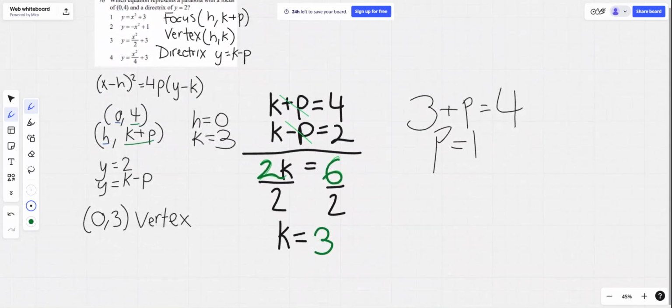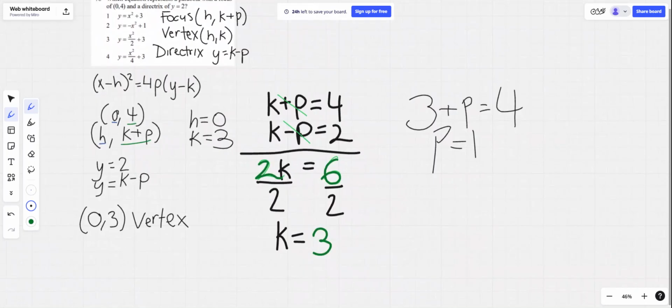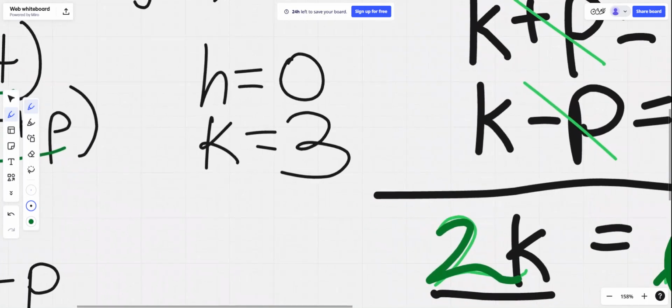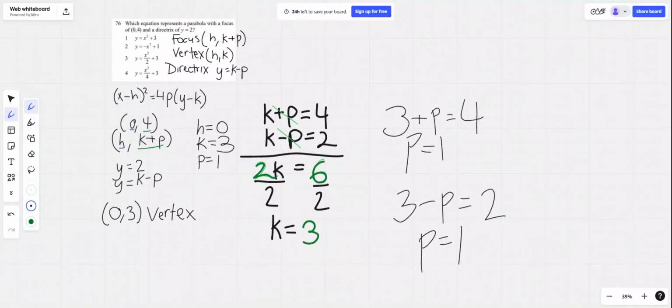We could have also used k minus p equals 2. So we know k is 3. 3 minus p equals 2. Again, p equals 1. Either way, you'll get p equals 1. So now let's put that into our bank of values that we know for the different variables.